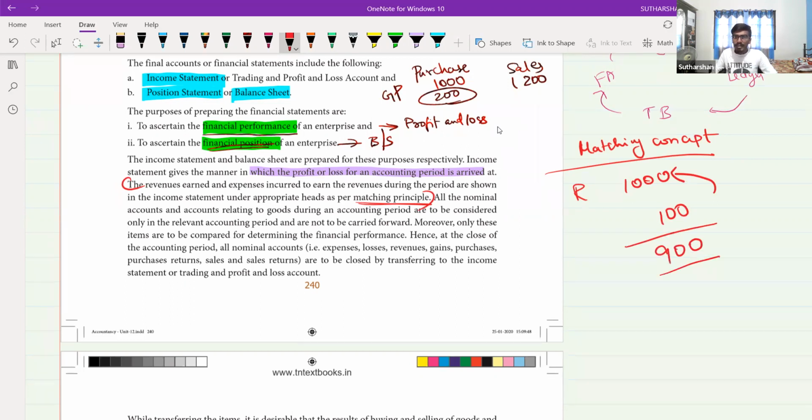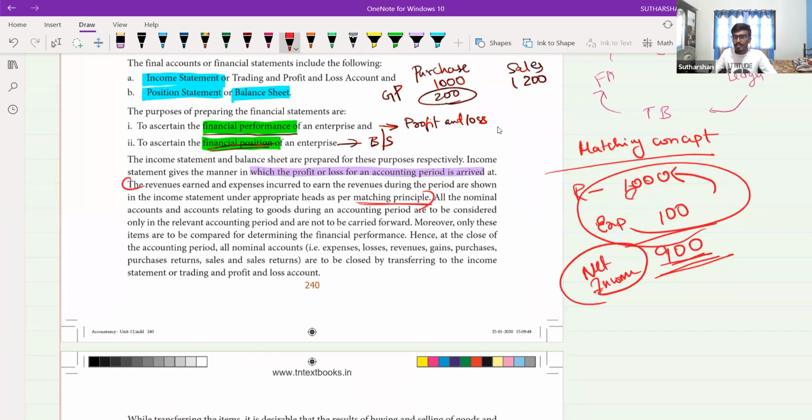So what is my net amount? 900 is my net income. This is my revenue, and this is the expense to earn that 1,000 rupees. So I will call this net income 900. This is based on the matching concept. And one more thing you need to remember: all the nominal accounts and accounts related to goods during the accounting period are to be considered only in the relevant accounting period and are not to be carried forward. You should be concerned only with the current accounting period.